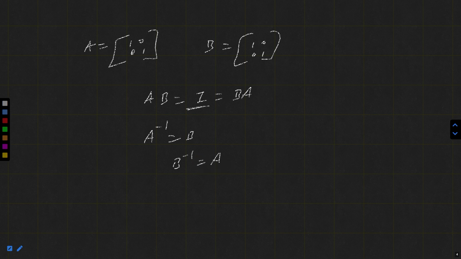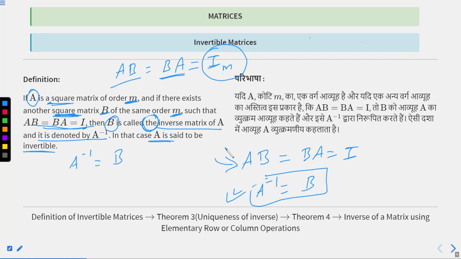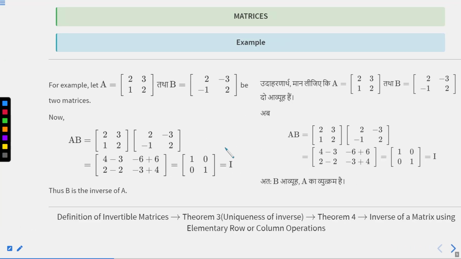Okay. Clear? I hope that it is clear. If you try to multiply, you will get the identity matrix. Now, so far so good. Let us move to the next slide.